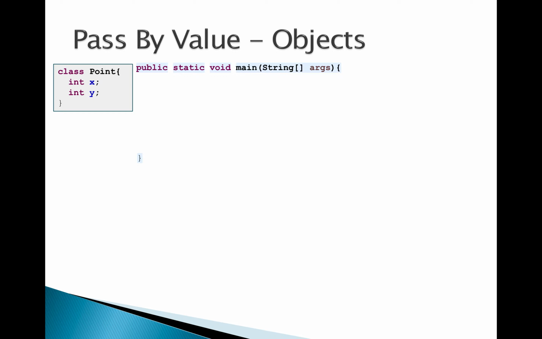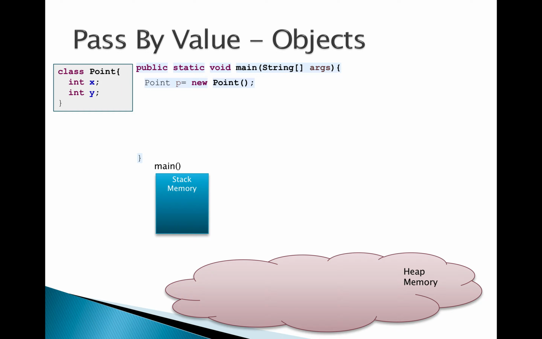Now I have a main method. The moment I have a main method, I am going to get a stack memory created, and I'm going to create an object, Point p = new Point. As you know, when you do a new Point, it is going to have a heap memory, and in that heap memory you are going to reserve some memory locations to store an instance of Point.